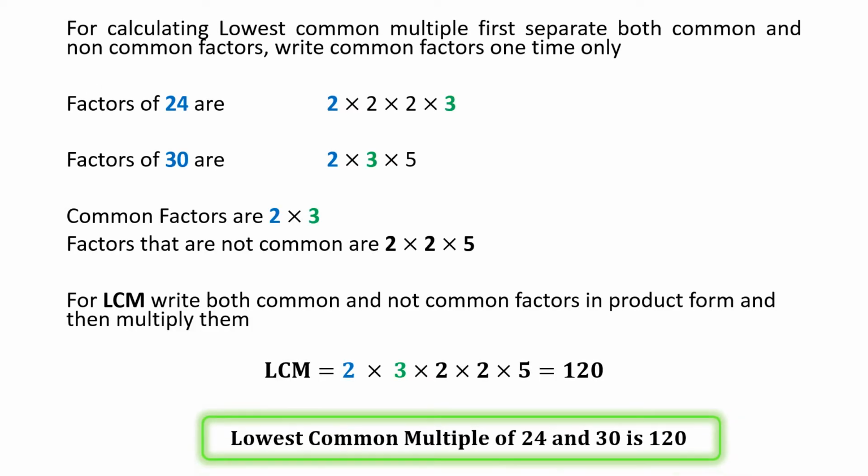For calculating lowest common multiple, first separate both common and non-common factors. Write common factors one time only. Common factors are 2 and 3, and factors that are not common are 2, 2, and 5. For LCM, write both common and not common factors in product form, and then multiply them, as shown. So, the lowest common multiple of 24 and 30 is 120.